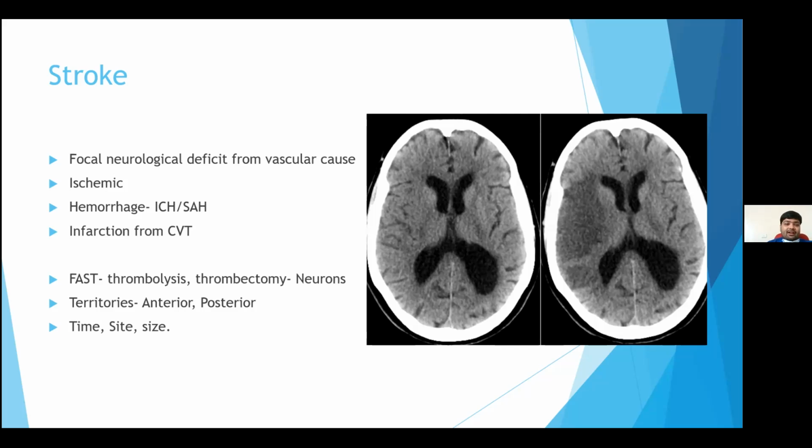If you have the motor tracts affected, such as if you have a bleed in the internal capsule, then the recovery will be less. But in a bleed in the brain parenchyma, recovery might be more. So the site and the size of the stroke matter, and even CVTs have a generally good prognosis for recovery.